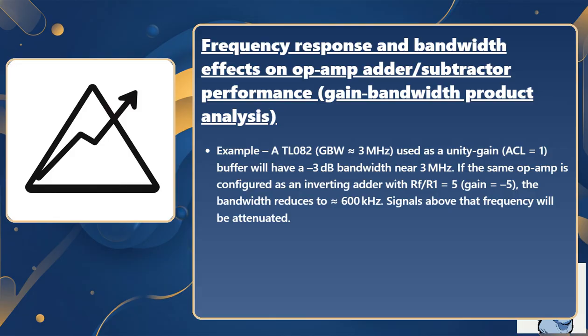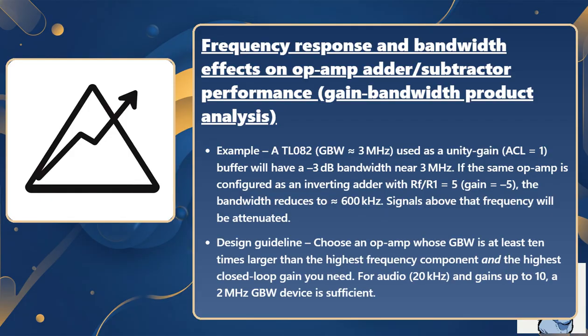Example: a TL082 with a gain bandwidth product of approximately 3 MHz, used as a unity gain buffer where A_CL equals 1, will have a -3 decibel bandwidth near 3 MHz. If the same op-amp is configured as an inverting adder with RF over R1 equal to 5, giving a gain of -5, the bandwidth reduces to about 600 kHz. Signals above that frequency will be attenuated.